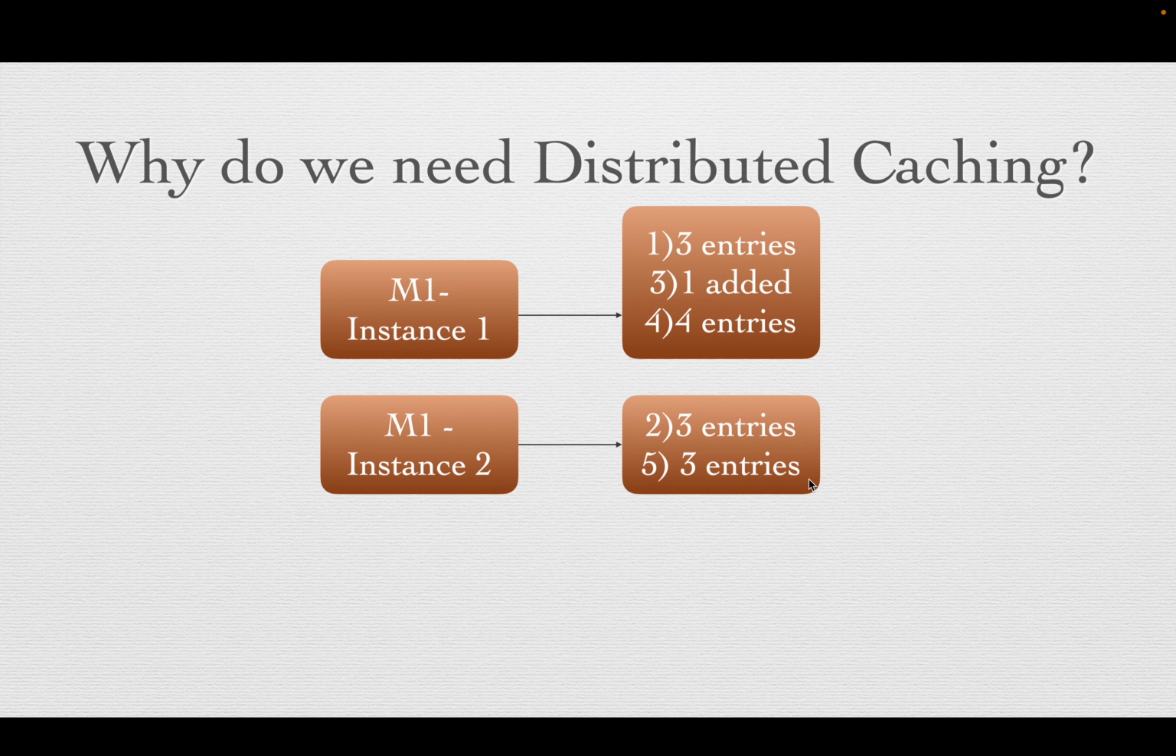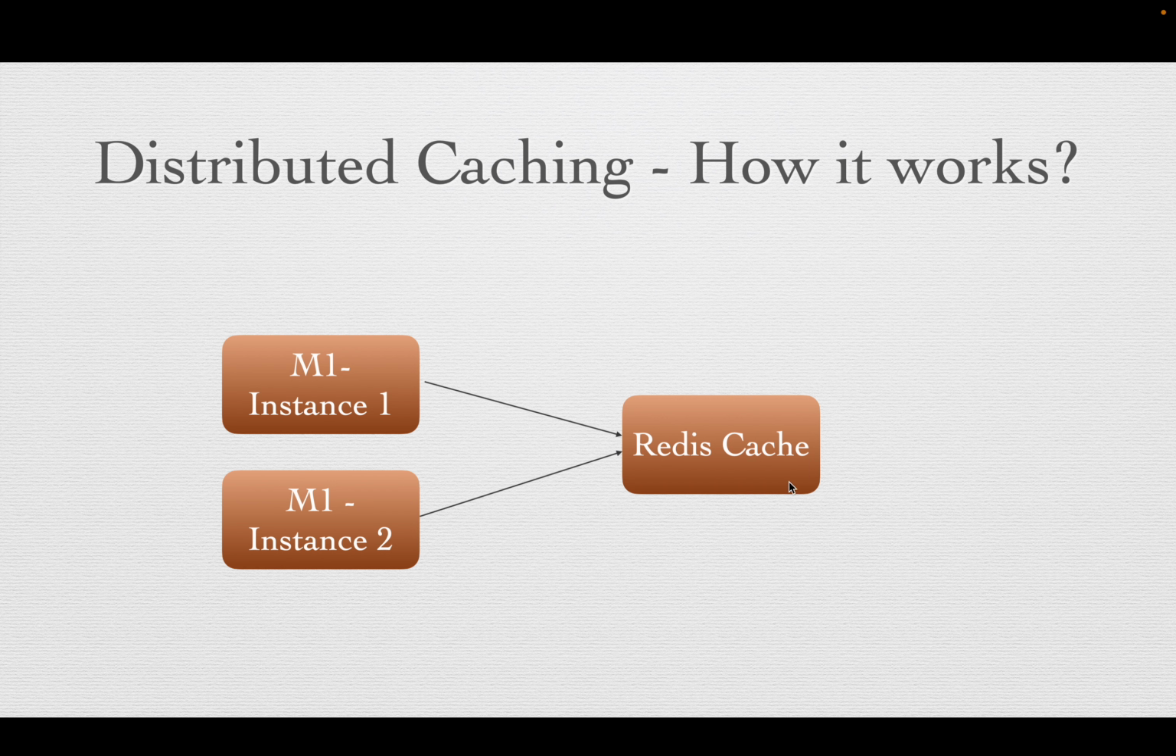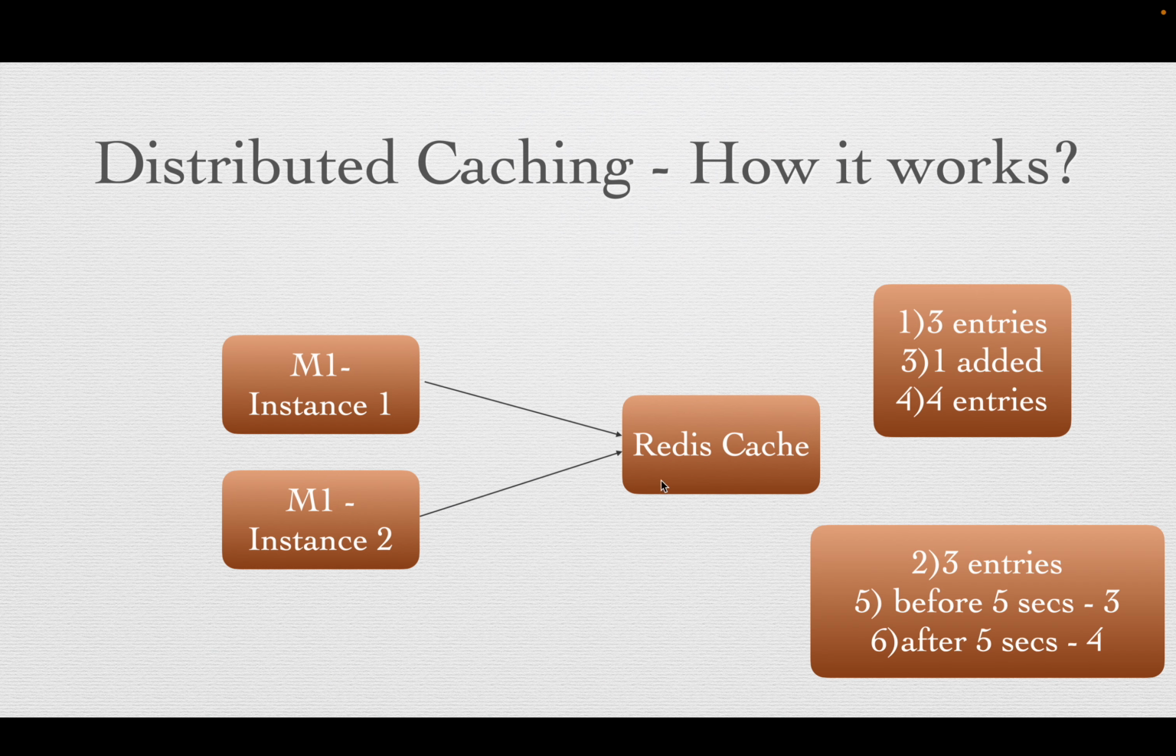Now we have added Redis cache in our application, and since we have configured something called time to live in this Redis cache configuration, this Redis cache will get refreshed every 5 seconds. So let's consider the same scenario while using Redis cache. First, I checked my M1 instance, I had 3 entries. M2 instance, I had 3 entries. In the M1 instance, I added 1 entry, and when I checked, I got 4 entries.